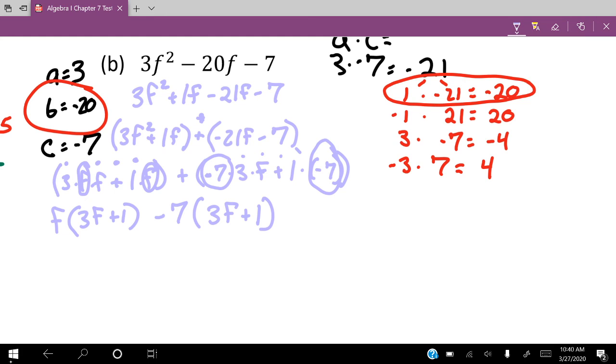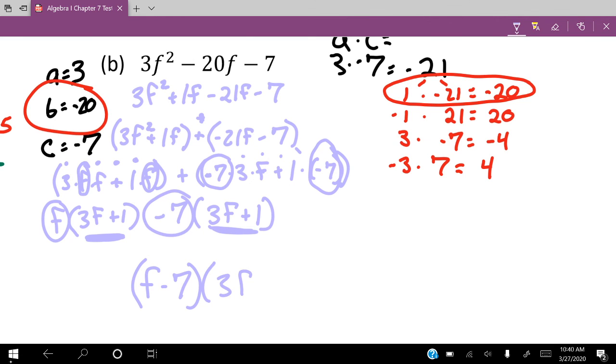I want to check to make sure my leftovers are the same. My leftovers are right here. My leftovers are 3f plus 1 in both measures, so I know that that's correct. I'm going to take what they had in common, or I'm sorry, I'm going to take the greatest common factor of each, and I'm going to put that in its own parenthesis, so f minus 7, and I'll put one of the leftovers behind it.